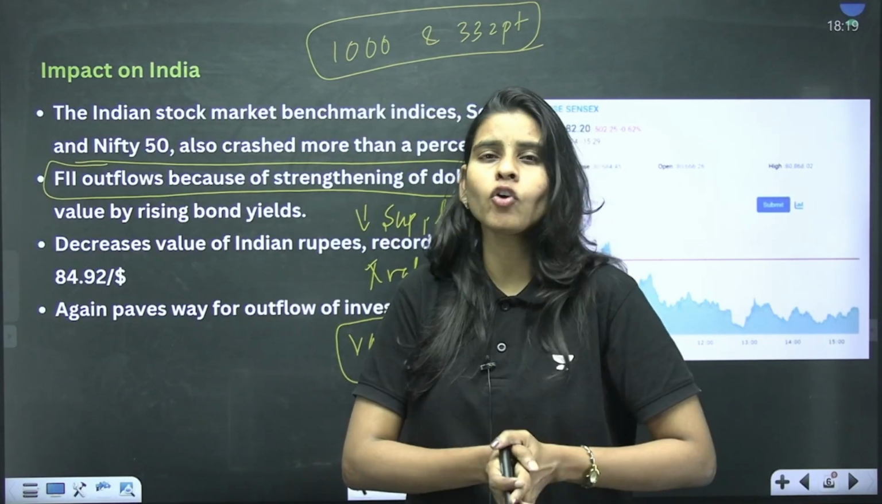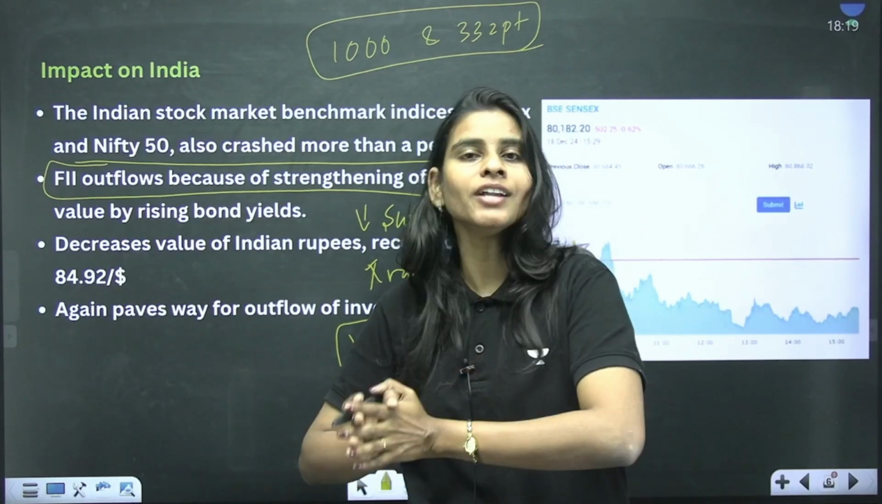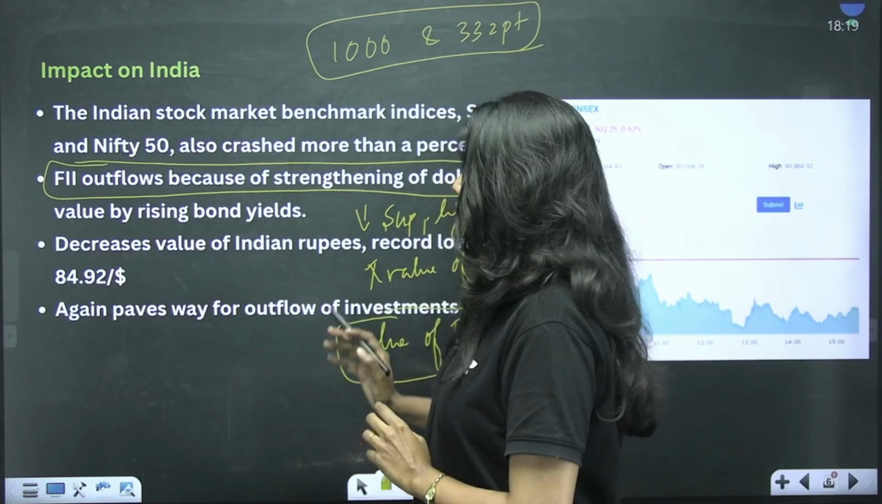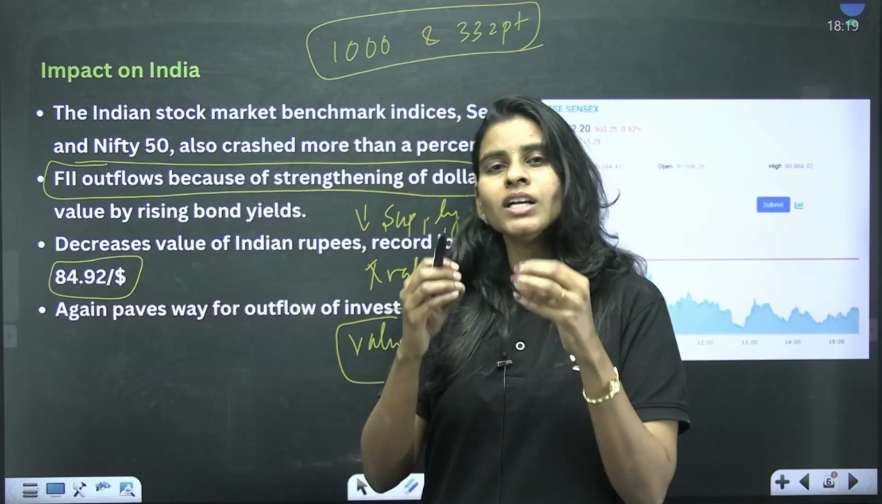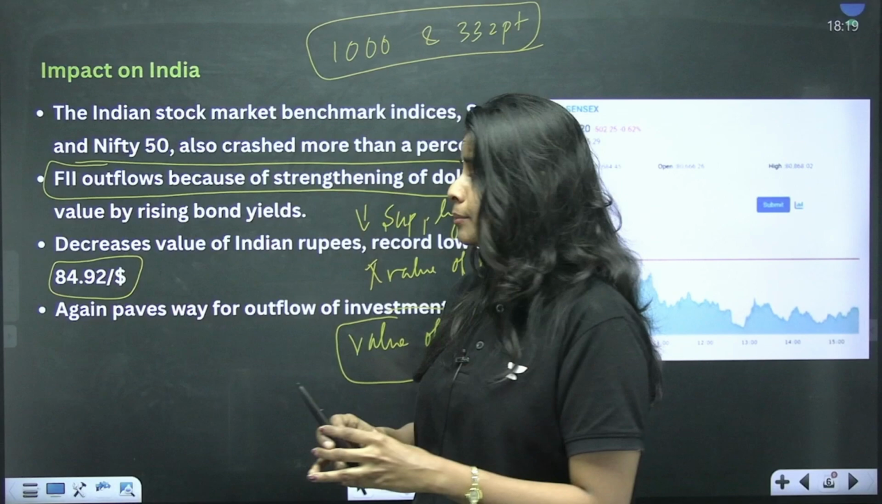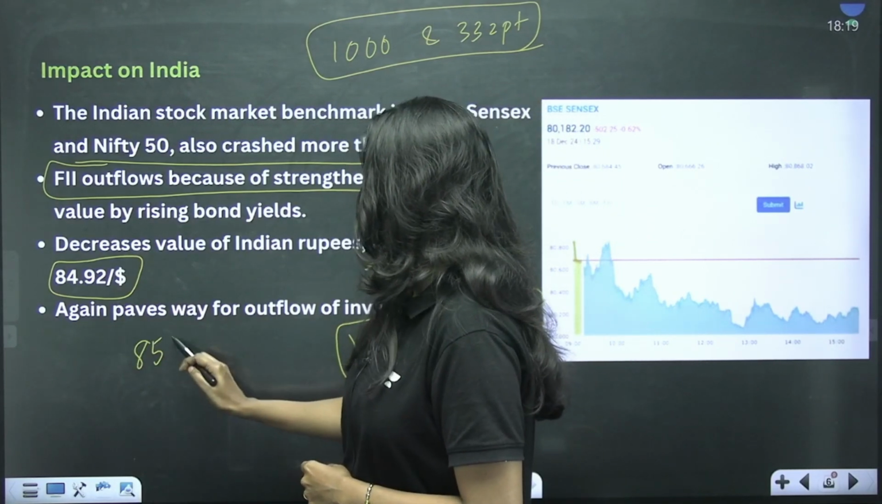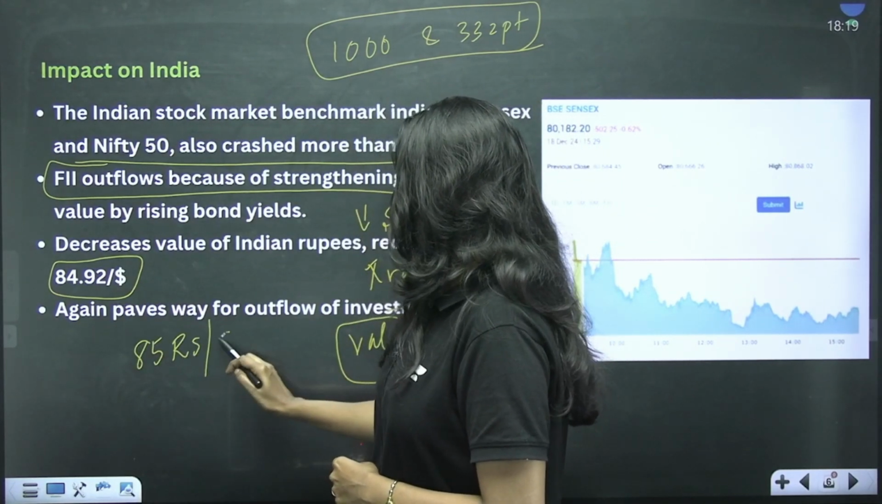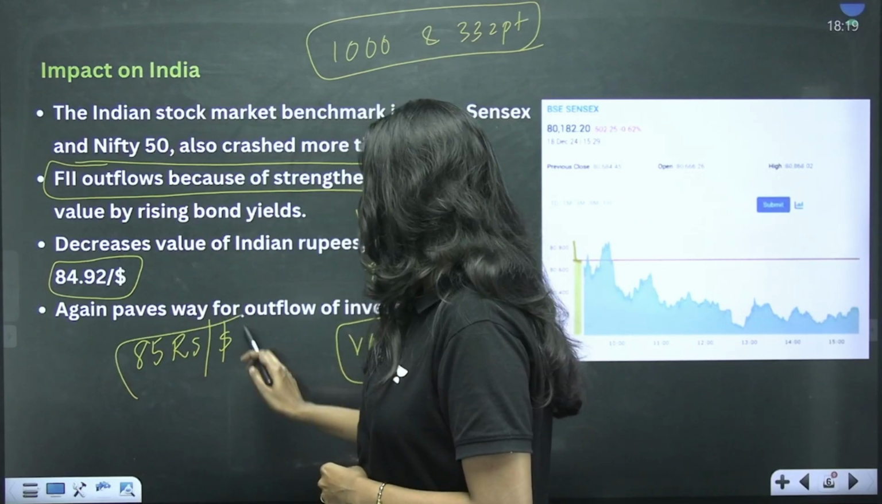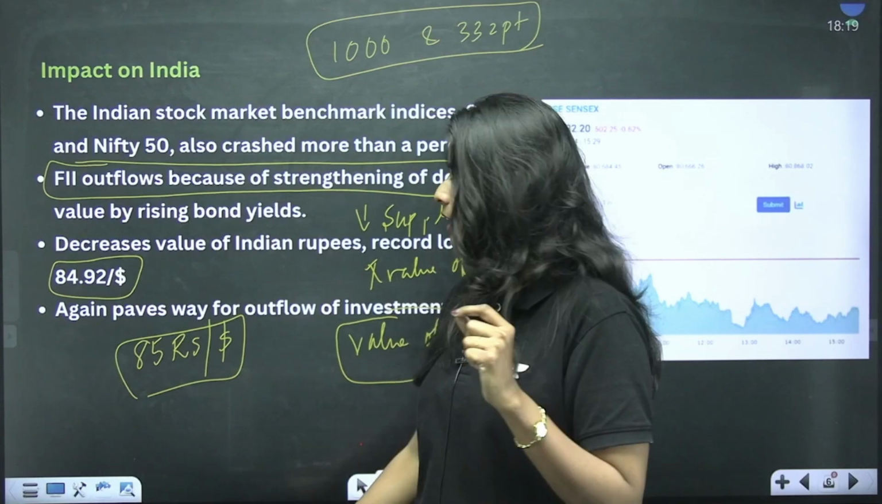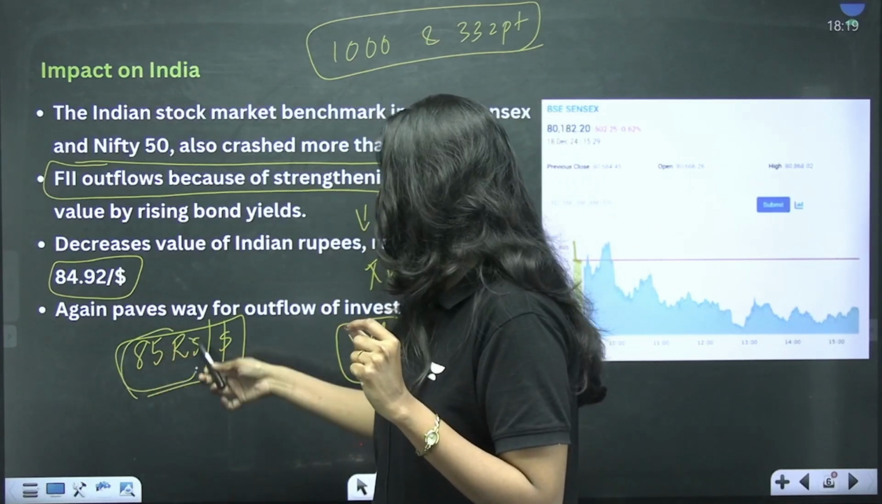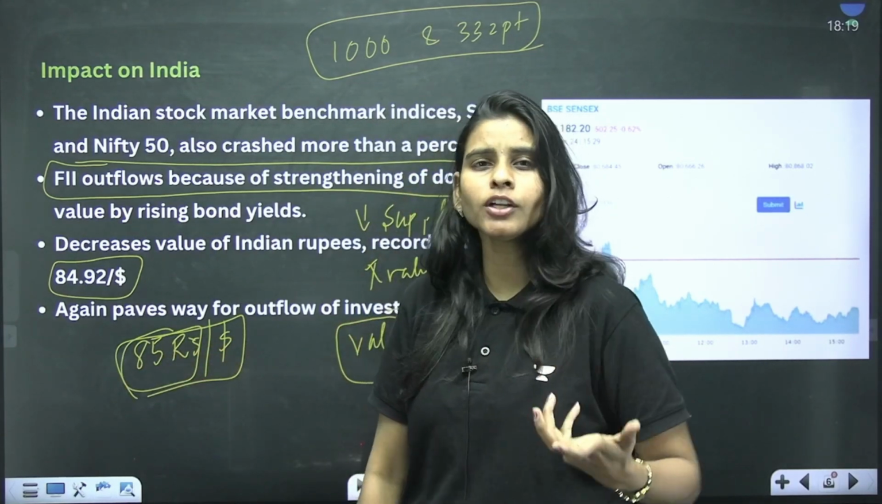So this will again not be favorable for me to continue investing in India. Let's try to understand this with this example. The value of the Indian rupee decreased to a record low of almost 85 rupees per dollar. So if I am making investments in India and getting returns out of it, for every dollar that I earned, I will have 85 rupees spent there. So this is something not good, right?